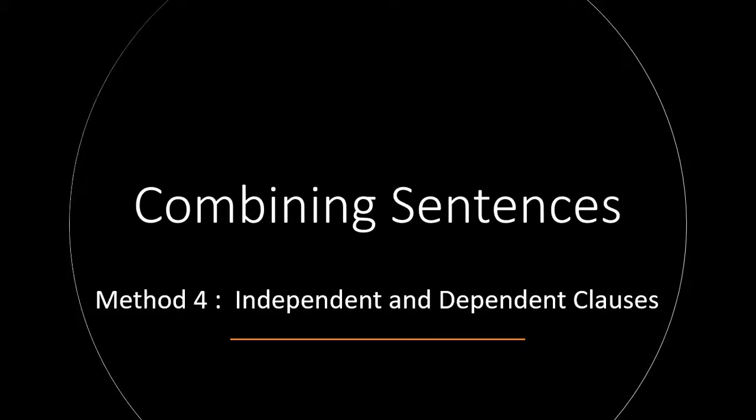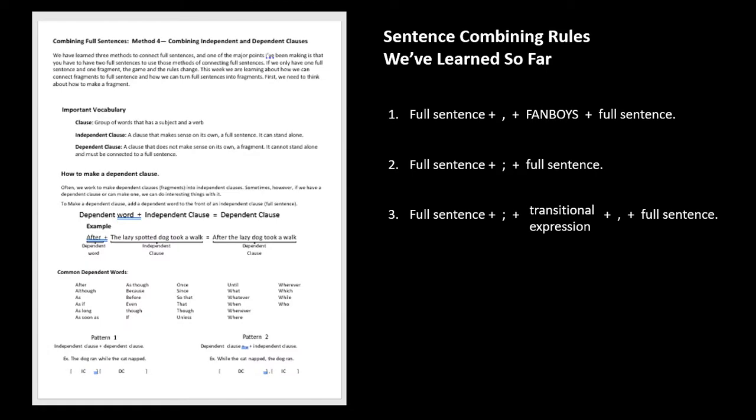Welcome to this presentation on combining sentences method 4 using independent and dependent clauses. So just to recap what we've learned so far, we have learned method 1, which is where you combine a full sentence, a comma, fanboys, and a full sentence. And the fanboys are for, and, nor, but, or, yet, and so.